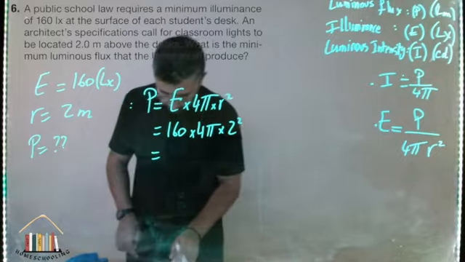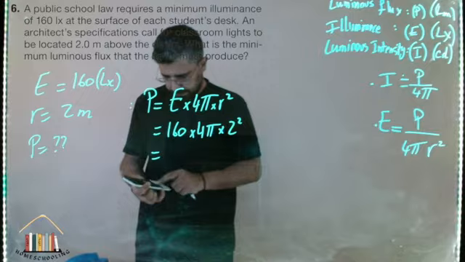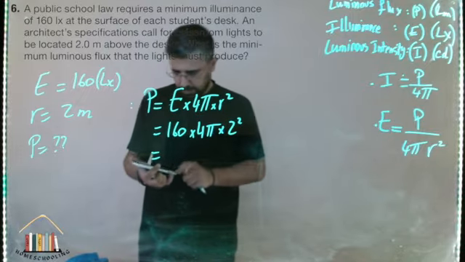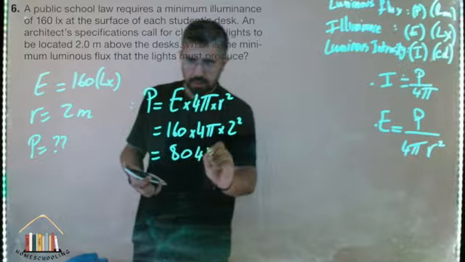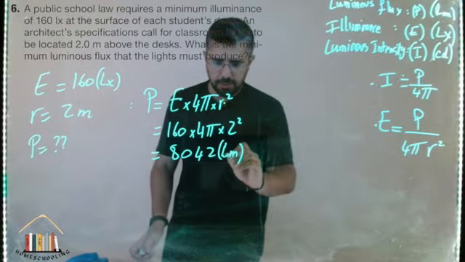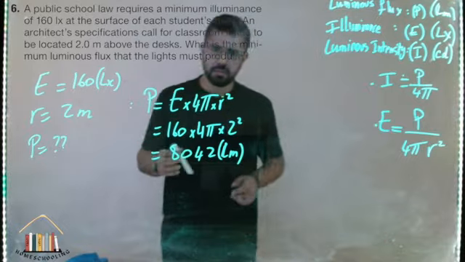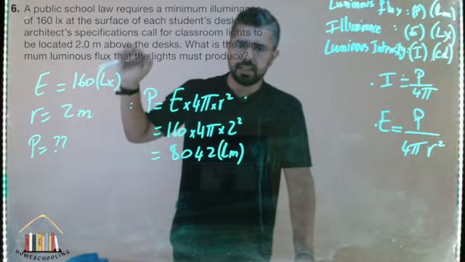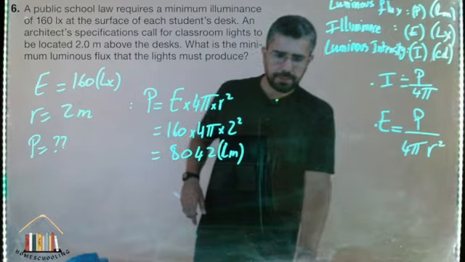So it's 160 multiplied by 4 pi. Yes, it's 8,442 lumens. That's the minimum requirement for this public school, for the lights above the desks in this public school. All right, we continue.